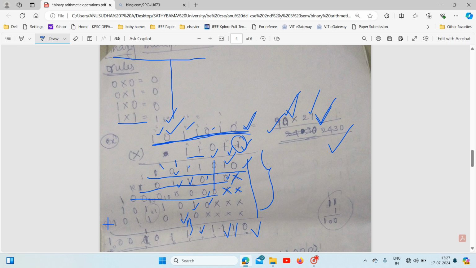So again 1 plus 1, the result is 1 0. The 1 0 is added with 0, the result is 1 0. The 1 0 is added with 1, the result is 1 1. Again you put the first bit as the result, and the second bit is carry. So again 1 plus 1, the result is 1 0. The 1 0 is added with 0, the result is 1 0. The 1 0 is added with 1, the result is 1 1.